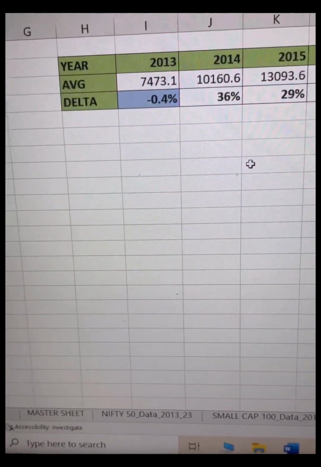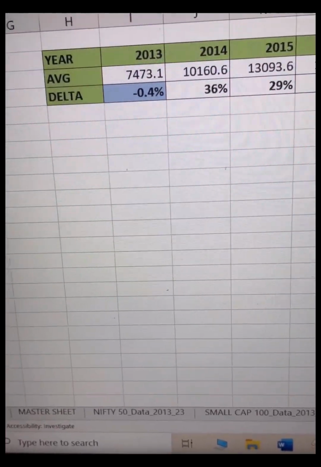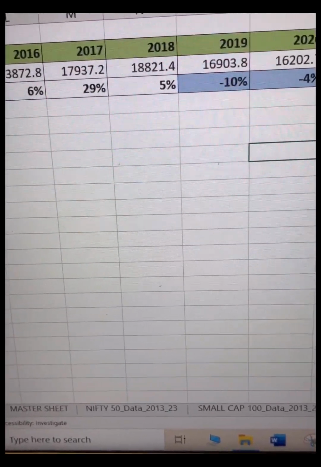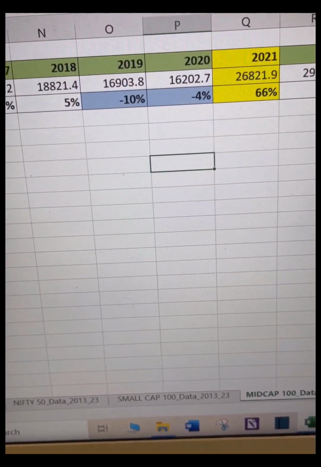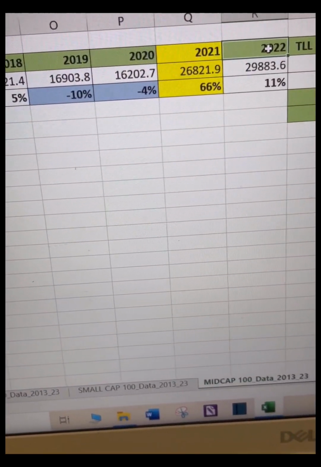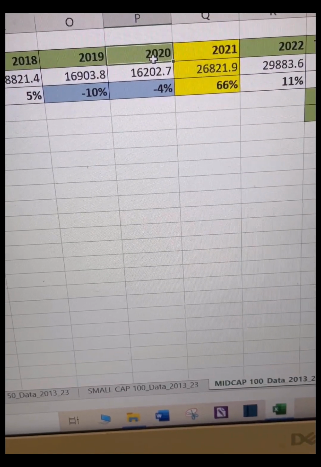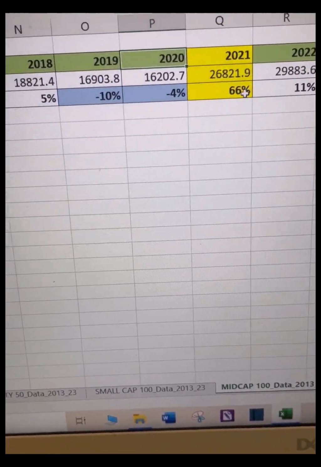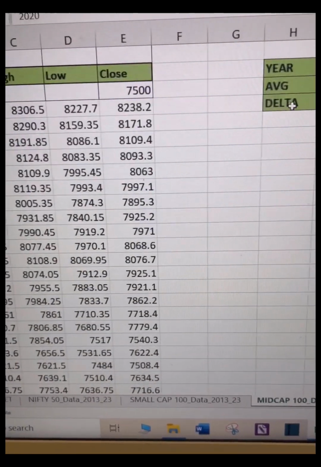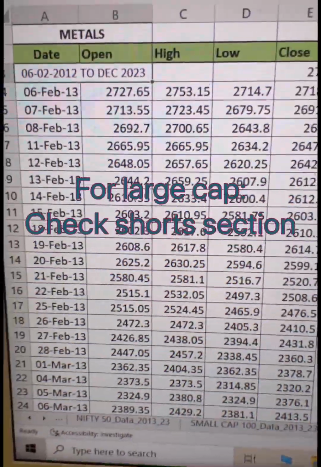The average return in the mid cap section is coming out around 17%, which means your money is growing by 17% every year if you invest over a span of 10 years, and that's a very good number. So I must suggest you go for a mutual fund in the mid cap section.